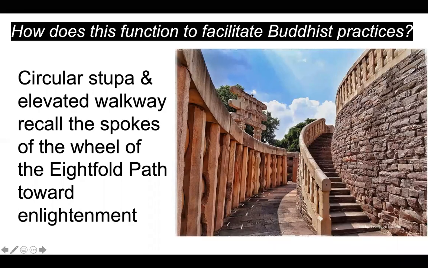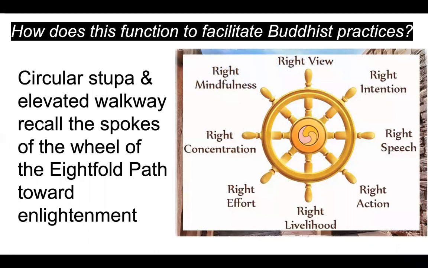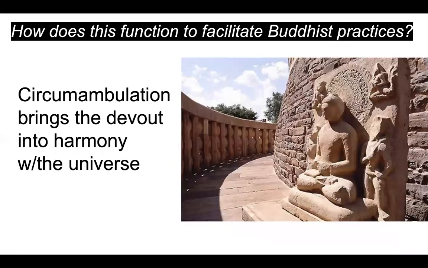All right, so how does this function to facilitate Buddhist practices? So here we are inside of the gateway, right? We're in this sacred structure now, and then you have stairs that are going to take you up to the next level. So the circular stupa, an elevated walkway, recall the spokes of the wheel of the eightfold path toward enlightenment. So this is the Buddhist belief of how we can attain enlightenment and nirvana. By circumambulating, it brings the devout into harmony with the universe.